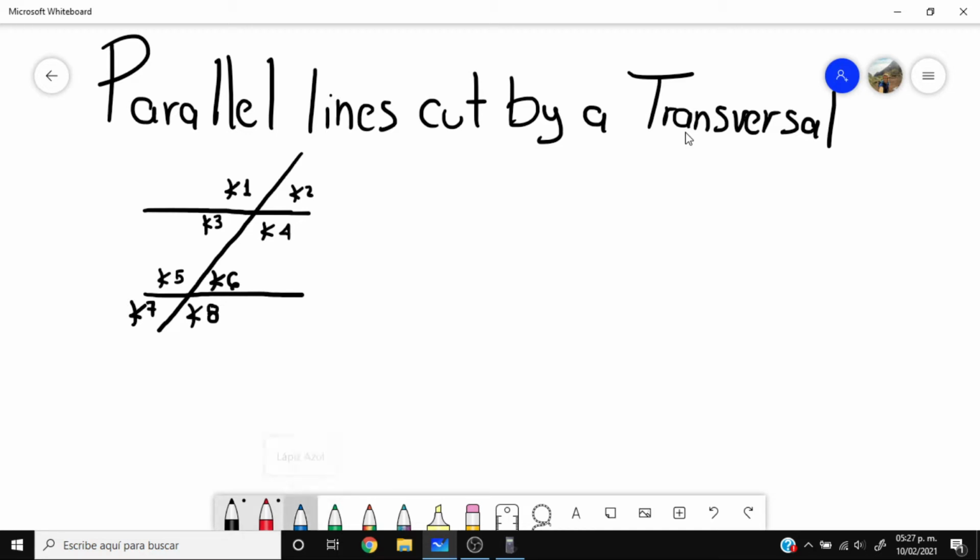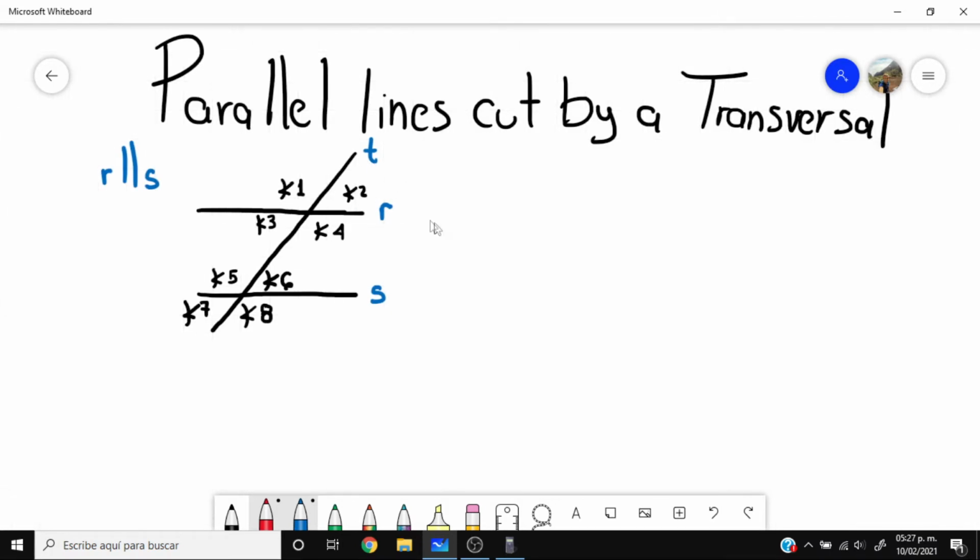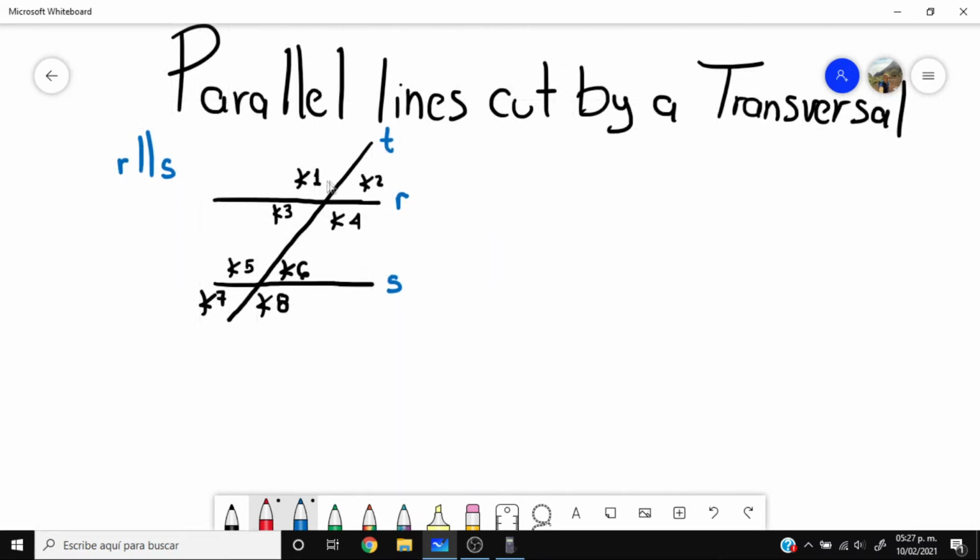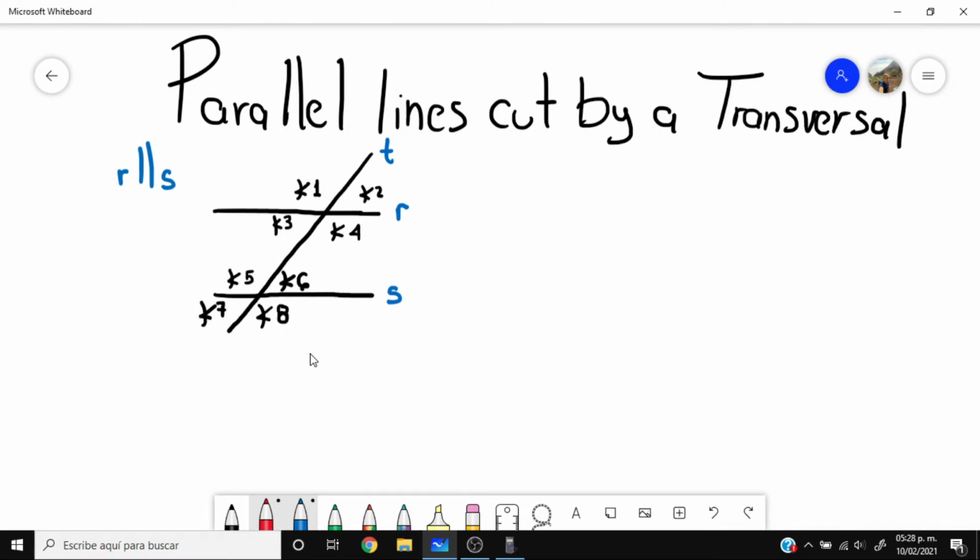Okay, so we have this line that is called R and this line that is S. It is important to mention that R is parallel to the line S, okay? And there is also a line that is going to cut those two parallel lines, and that line is going to be called T. So if you can see, there are several angles that are formed, the angle 1, 2, 3, 4, 5, 6, 7, and 8, okay?